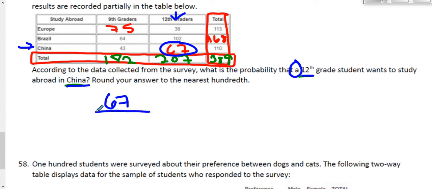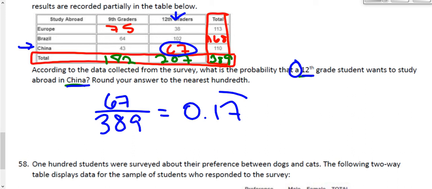So there are 67 chances for one student from 12th grade to also want to go to China. That's 67 out of the total population of students. So a student out of the entire study. There were 389 people asked. That gives us our probability. It says to round our answer to the nearest hundredth. So in the calculator, we get 0.172, which rounds to 0.17.